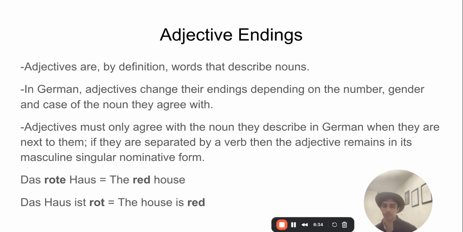On the other hand, when there's a verb in between, like in this example, das Haus ist rot, meaning the house is red, you can see that rot just remains in its standard masculine singular nominative form, or its dictionary form. It doesn't change. There's no e at the end because it doesn't actually have to directly agree with house because of that verb in between, ist, meaning is. That conjugated verb separating the noun and the adjective means that the adjective doesn't actually have to agree with the noun it's describing. So make sure to remember that rule as much as you can.